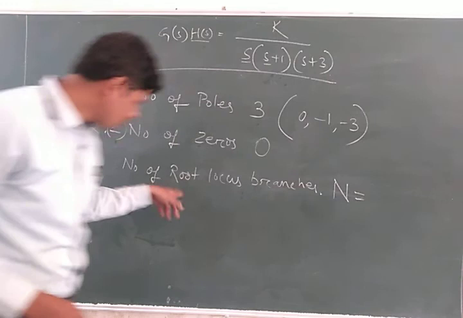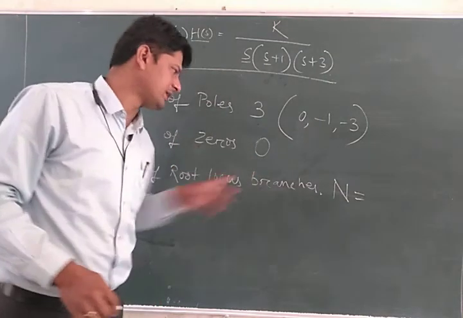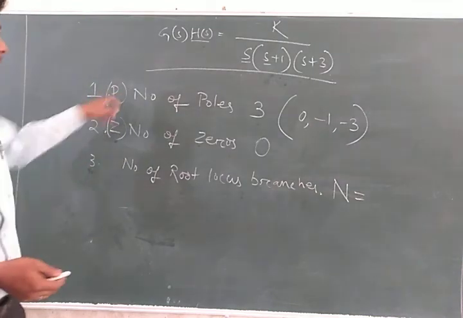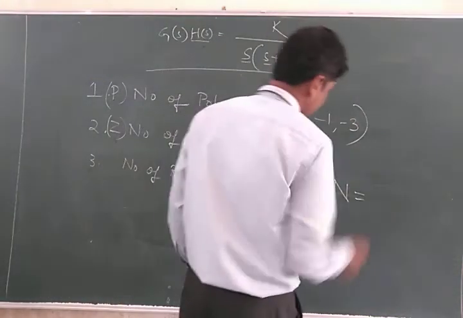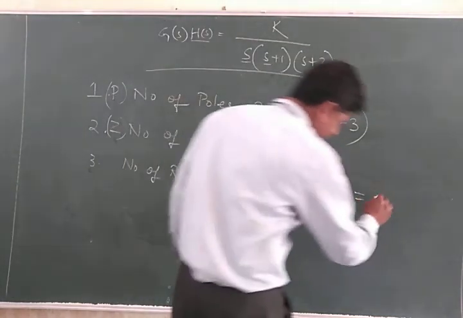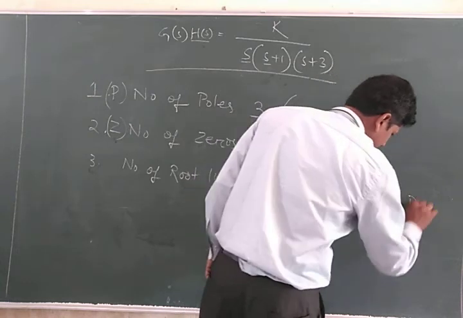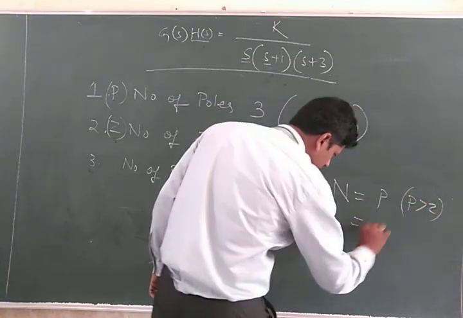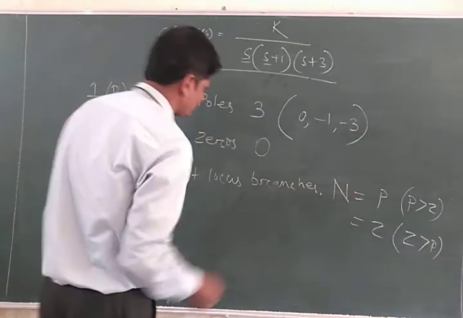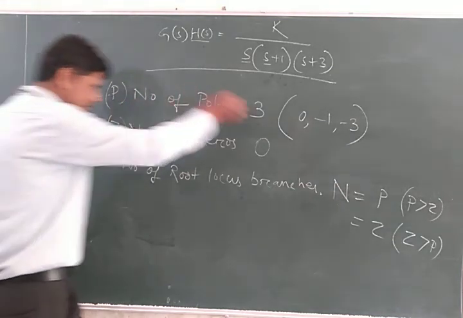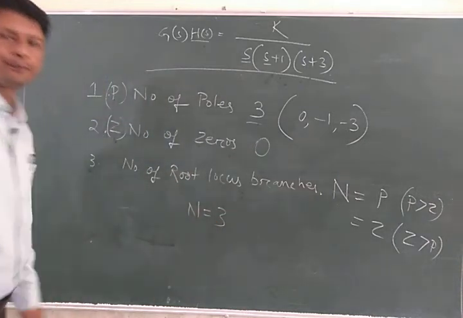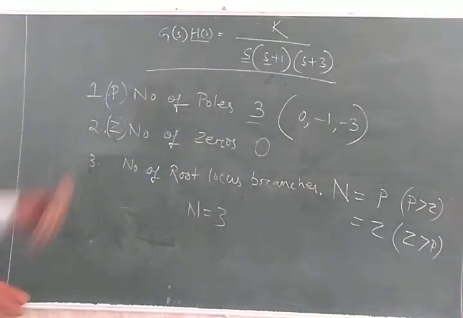So this number of root locus branches is denoted by capital N. This capital N is the higher of P or J. I am writing the formula here: N equals P if P is greater than J, and N equals J if J is greater than P. But in our case, you can see that P is higher, so N equals P.